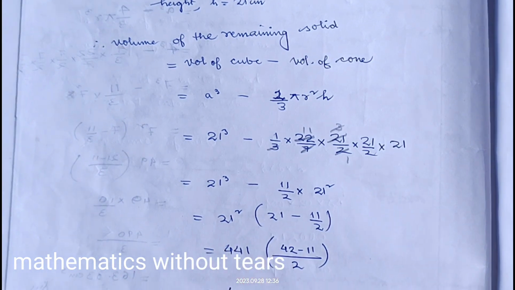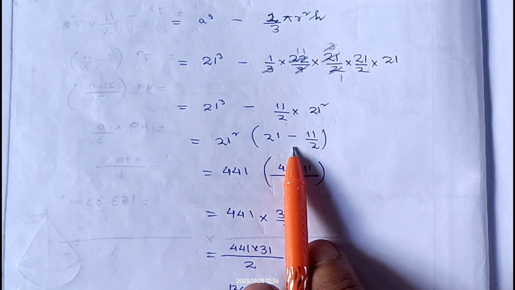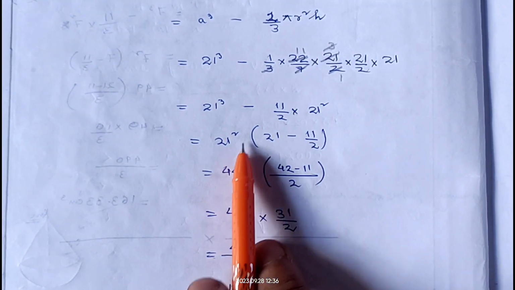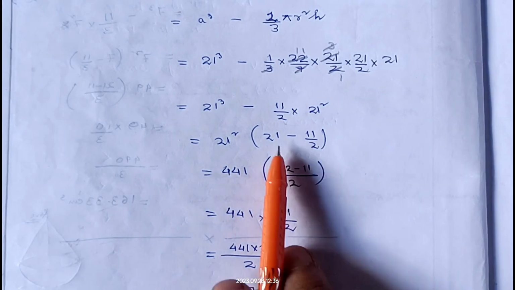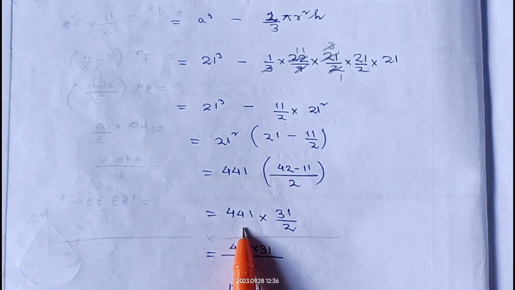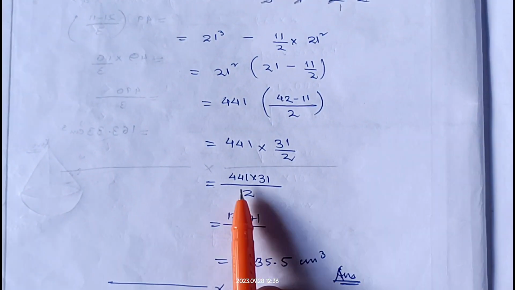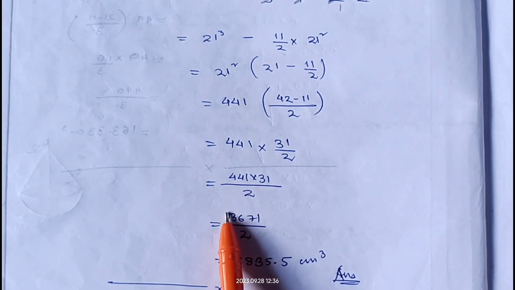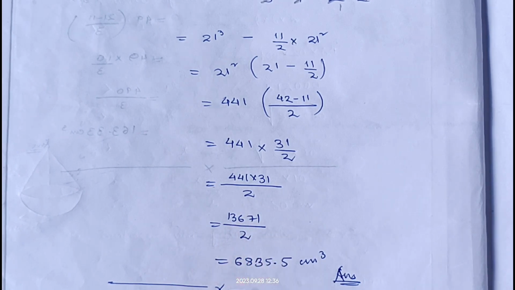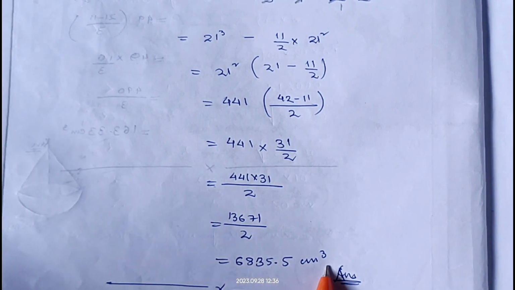From here 21 square common. So we are left with 21 minus 11 by 2. So 21 square is 441, 2 LCM, 42 minus 11, 441 into 31 by 2. If I multiply, 441 into 31 will give 13671 divided by 2, which will give 6835.5 centimeter cube. Therefore, volume of the remaining solid is 6835.5 centimeter cube.